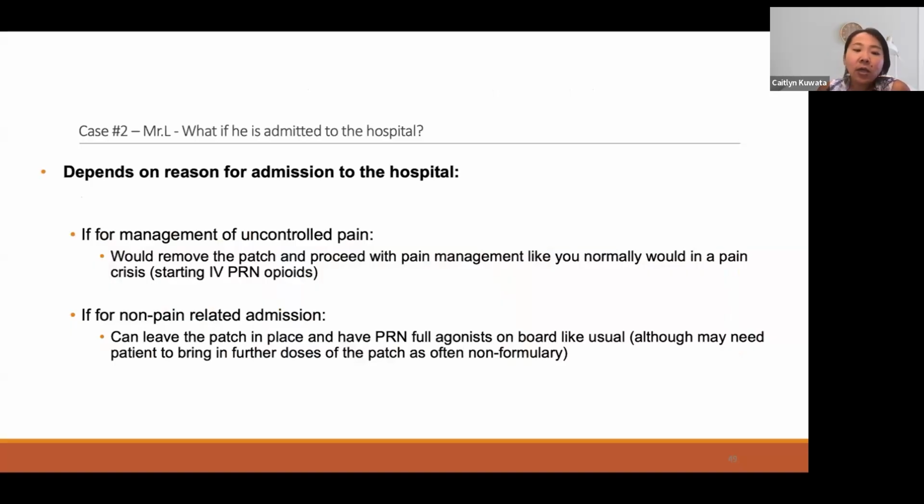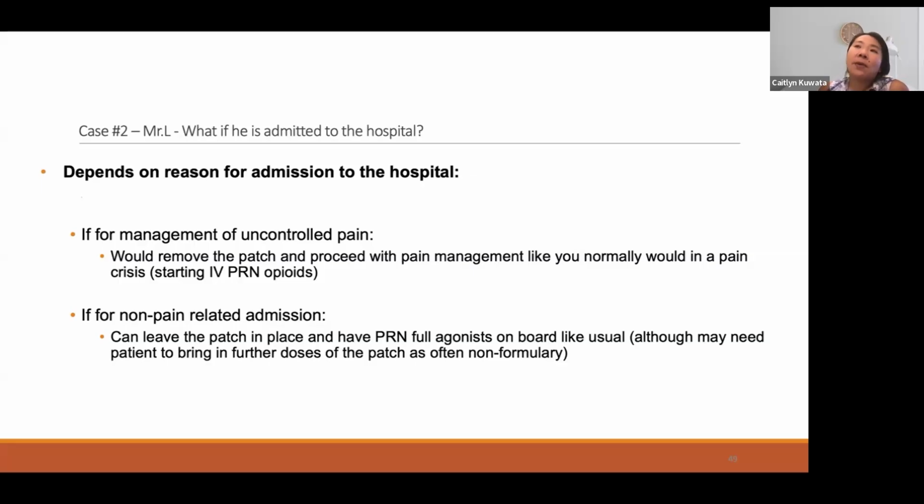Okay. So for instance, what do you do when a patient gets admitted to the hospital and they're using these patches? So it depends why they're being admitted to the hospital. If it's for uncontrolled pain, remove the patch and proceed with pain management like you normally would in a pain crisis, right? Use your short-acting IV opioids to do whatever you need to do. There again, no risk for any precipitated withdrawal. Just treat as you normally would with any crisis where you kind of get the long-actings out of the picture and use your short-actings to figure out how to manage the pain.